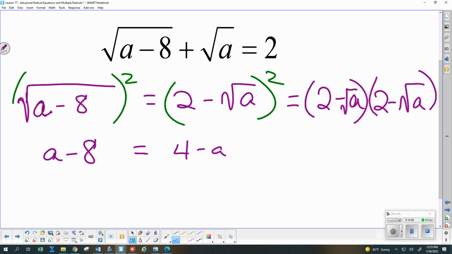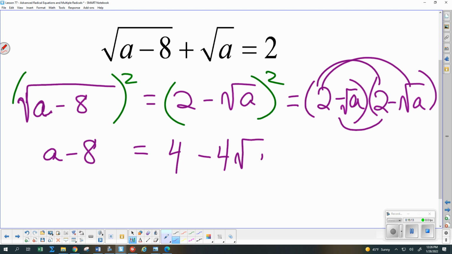Okay, so this is not going to be 4 minus a. It is going to be 2 times 2 is 4. So yes, I do get a 4 in there. And then I have minus 2 root a, and I have minus another 2 root a, so minus 4 root a, and then minus root a times minus root a is plus a regular a. So I had that extra minus 4 root a in there that I was skipping when I was doing it the wrong way.